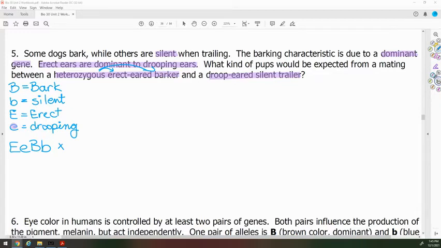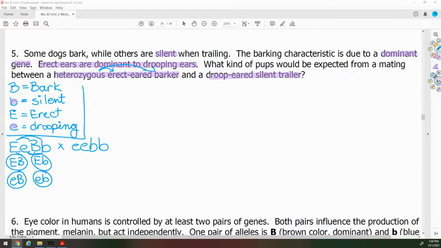Drooping is recessive, so we have to have two little e's. Silent is also recessive, so two little b's. So I have my genotype for the parents. Next step is to find the gametes. We have a big E, big B for our first gamete, big E, little b for the second, little e, big B for the third gamete, and little e, little b for our fourth gamete.